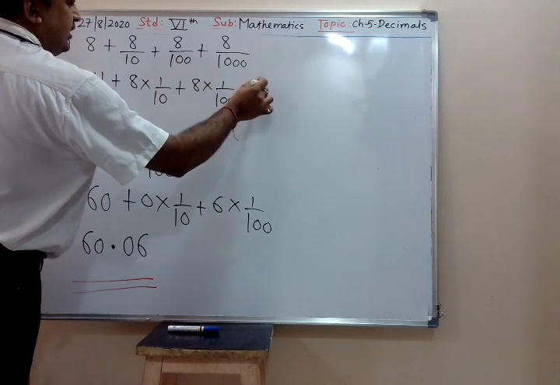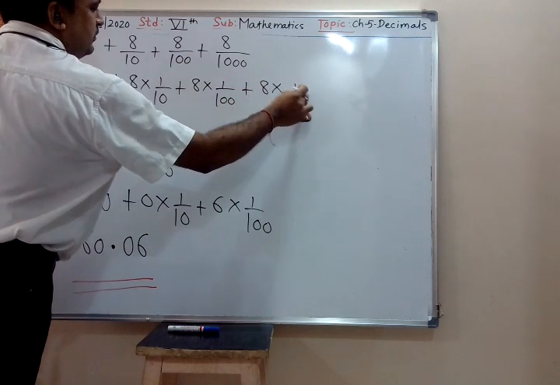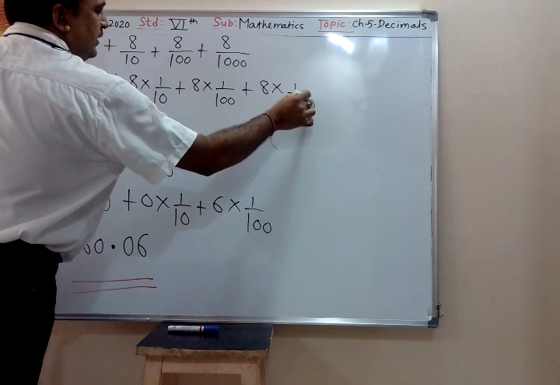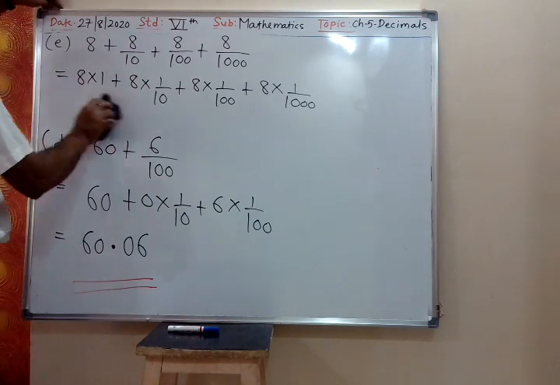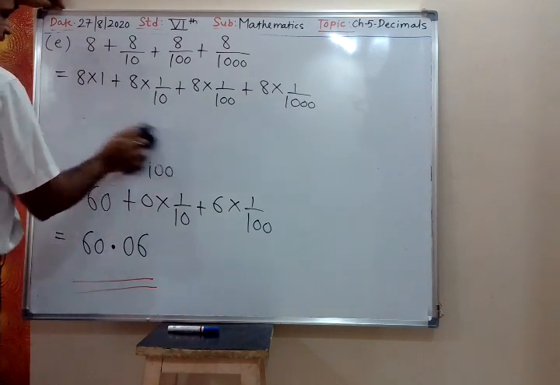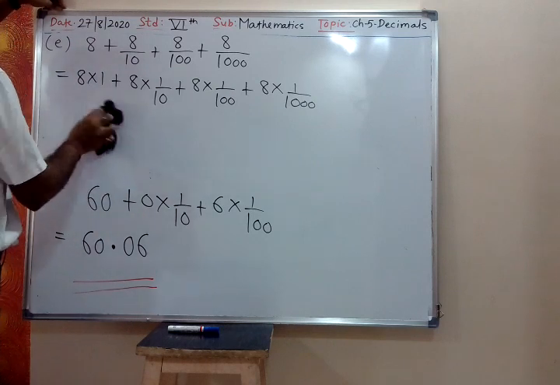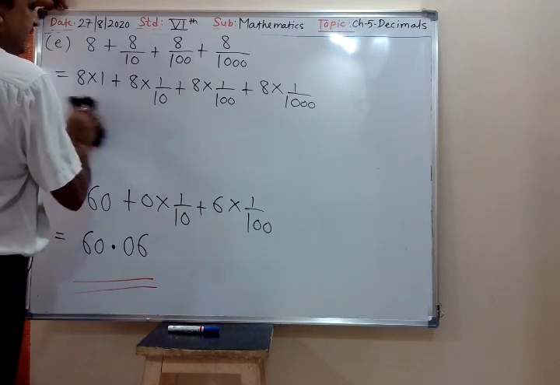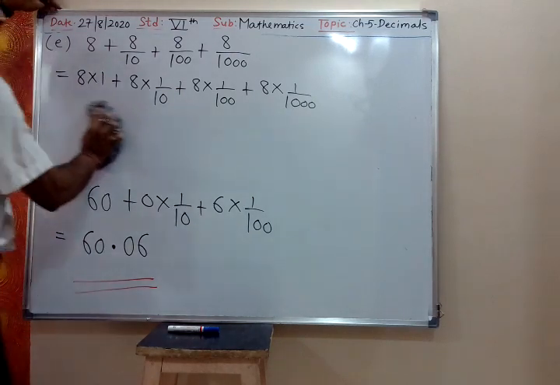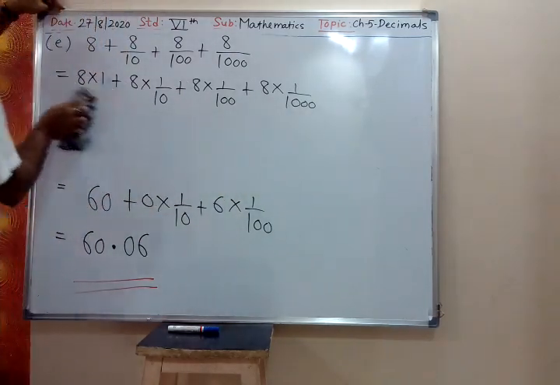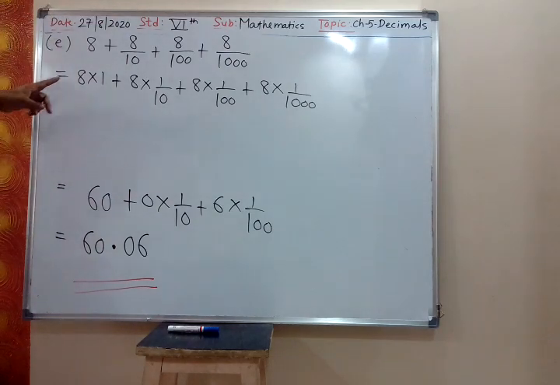Plus 8 upon 1000 I can write 8 into 1 upon 1000. 8 I can write 8 into 1. What is 8? 8 ones is 8. So I can write 8 as 8 into 1. Now let us explain. 8 into 1 is 8. So this is at 1's position. So we write 8.